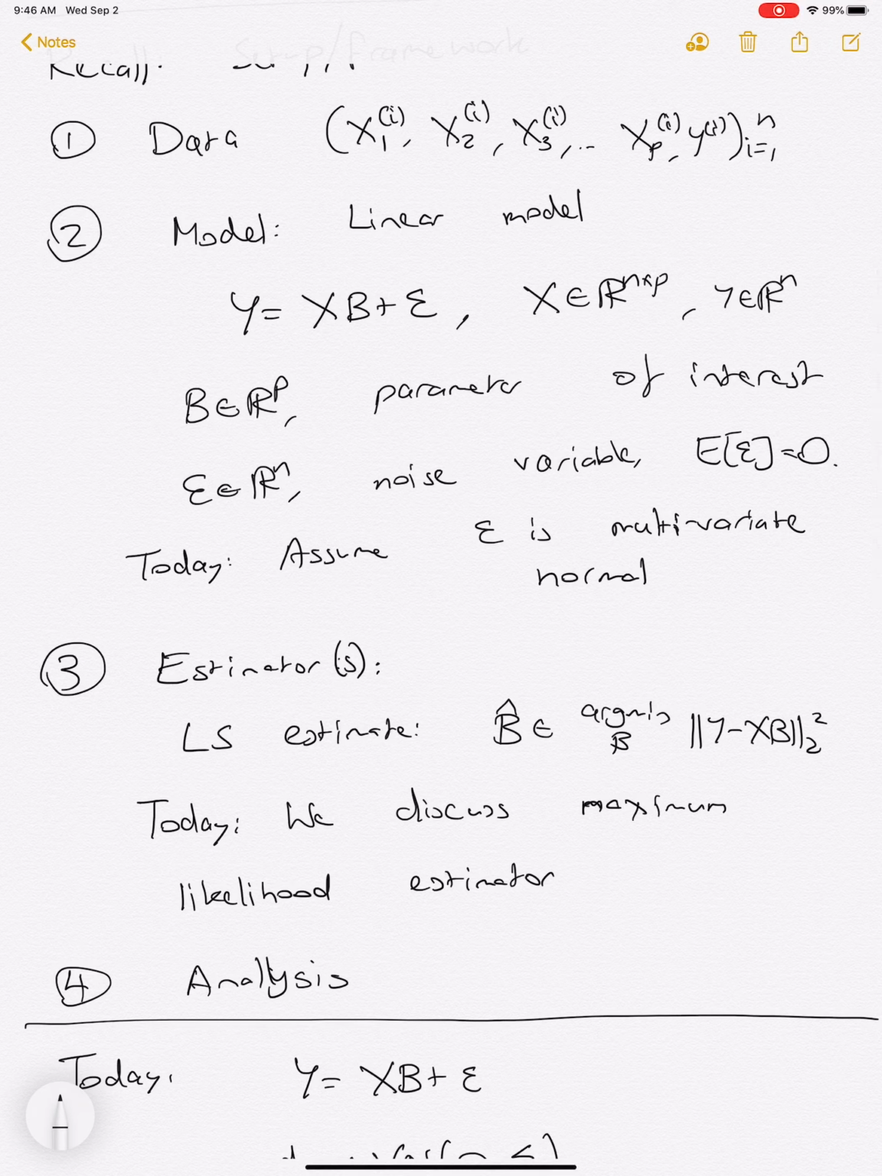The third component is the estimator or the algorithms that we use. We've already looked a little bit at the least squares estimate. That's just minimizing least squares, and it leads to a nice set of linear equations called the normal equations. Today we discuss a different procedure, maximum likelihood estimation, which is a very general approach that you've hopefully seen before, and we're going to see a lot throughout the course. Then we're going to finish with some analysis, really looking at how well the estimator or the algorithms perform.